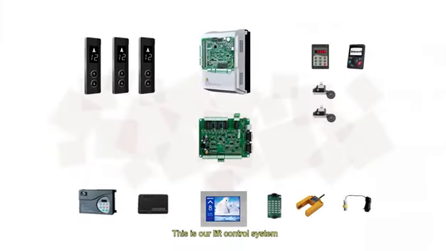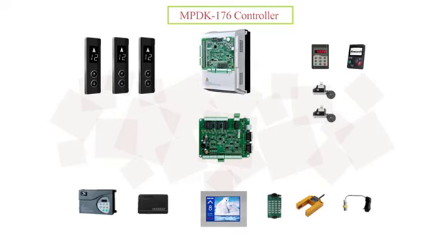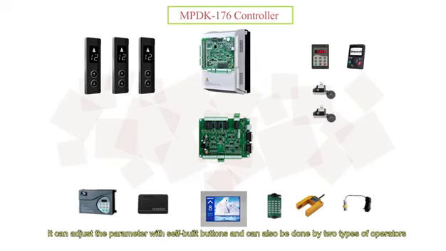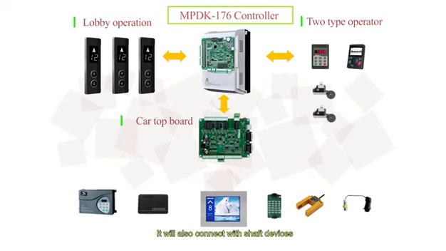This is our lift control system. The integrated controller MPDK 176 receives signals and gives the running command. It can adjust the parameters with built-in buttons and can also be done by two types of operators. It communicates with the lobby operation panel and also the car top board. It will also connect with shaft devices like speed changing device, terminal protection, etc.